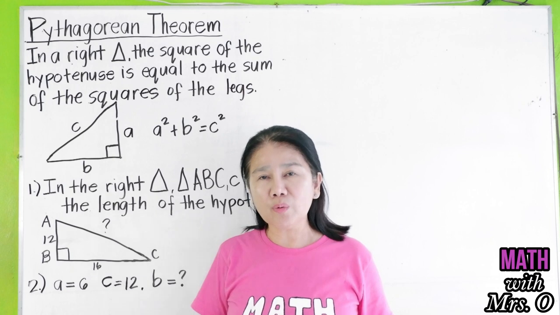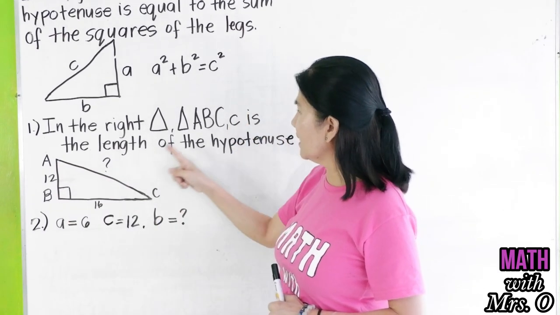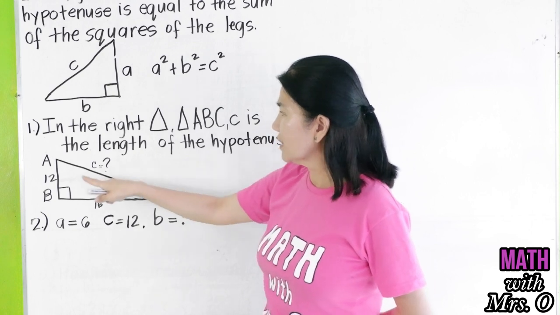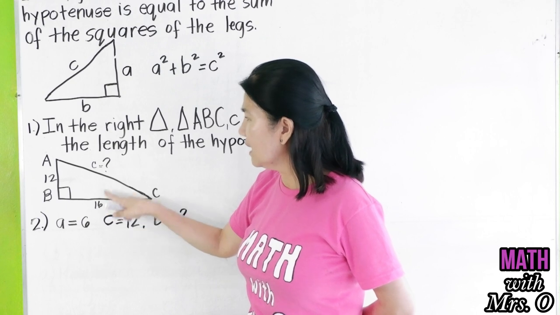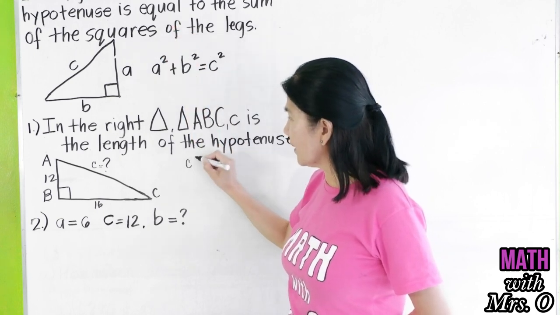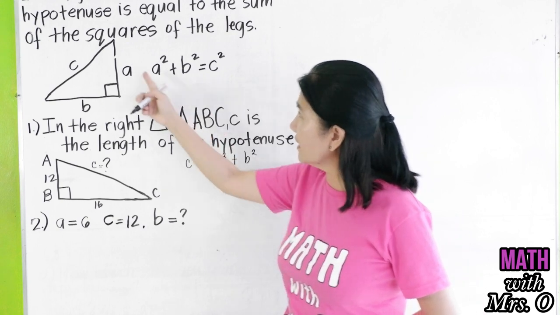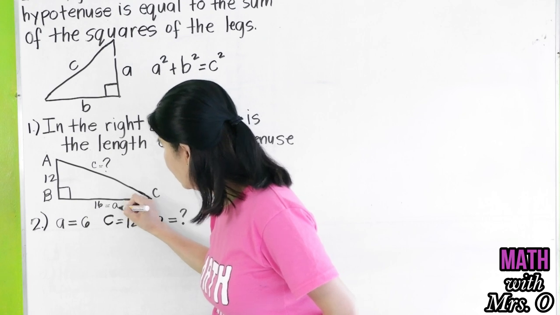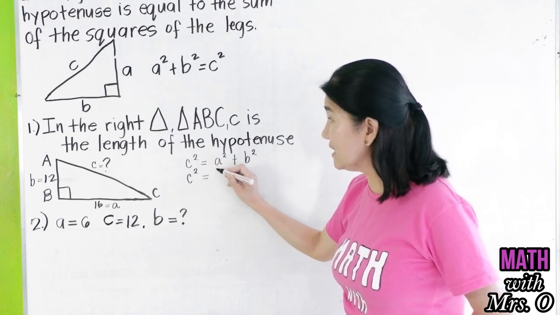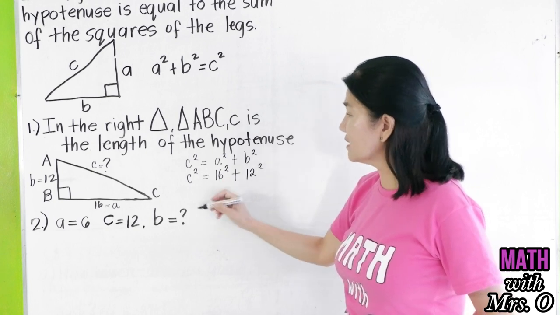Okay, let's move on to problem number one. In the right triangle, triangle ABC, small c is the length of the hypotenuse. So AB is 12, BC is 16. How do we solve for C? We have to use the Pythagorean theorem. C squared is equal to A squared plus B squared. The legs are A and B. We can let this be A and this be B. Then substitute the values. So C squared equals A squared. A is 16. So that's 16 squared plus B squared. That is 12 squared.